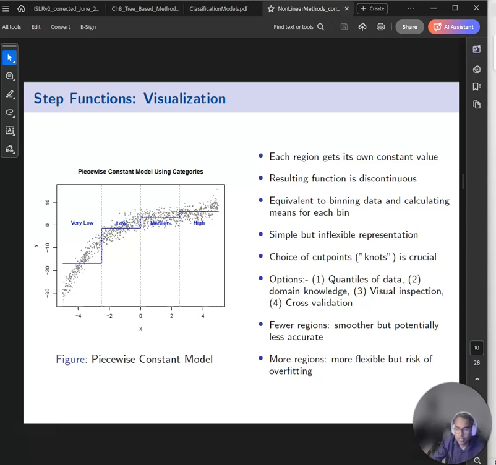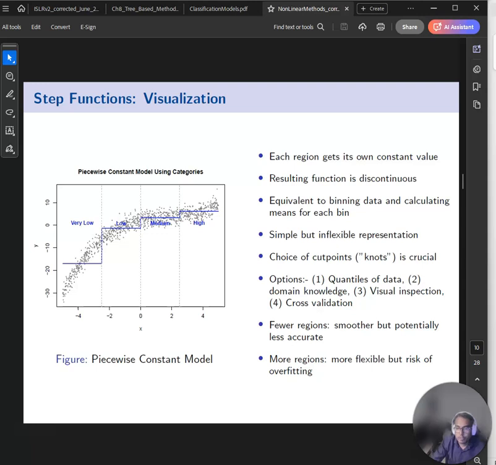The step function provides a simple but somewhat inflexible representation of nonlinear relationships. The real art lies in choosing the appropriate cut points, which we often call knots. There are several approaches to selecting these knots. You might use quantiles of your data distribution, incorporate domain knowledge about meaningful thresholds, visualize your data to identify natural break points, or use cross-validation to optimize cut point locations.